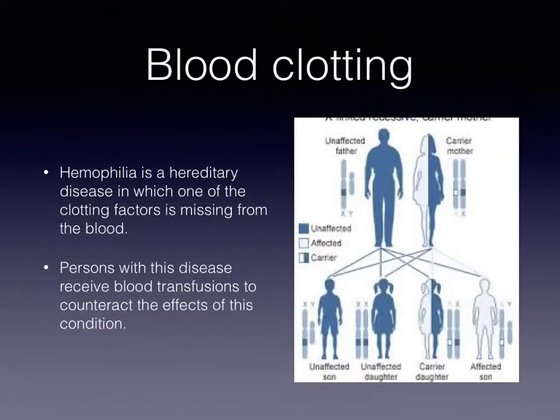Hemophilia is a hereditary disease in which one of the clotting factors is missing from the blood. This is actually an X-linked recessive trait, and the carrier is female. Persons with this disease receive blood transfusions to counteract the effects of this condition.